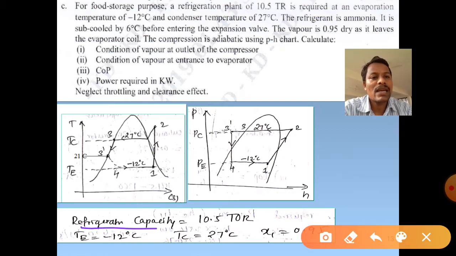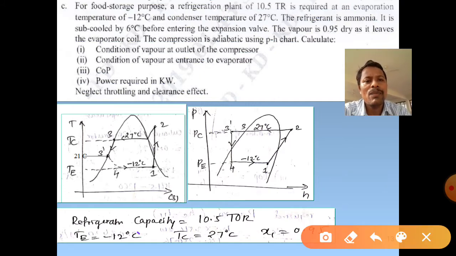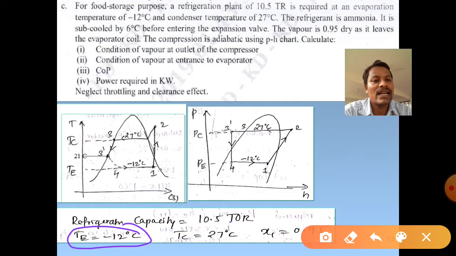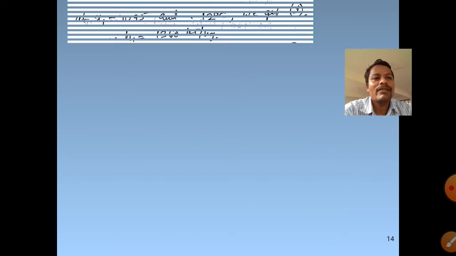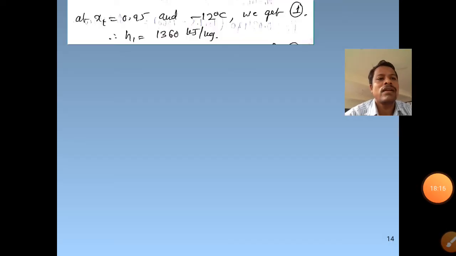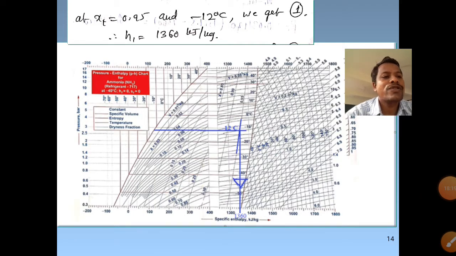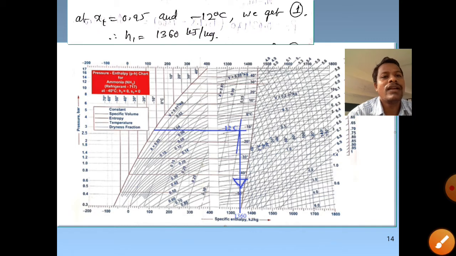Now for the given data, he has given refrigerator capacity as 10.5 tons of refrigeration that we have written. Then evaporator temperature is minus 12 degrees Celsius and condenser temperature is 27 degrees Celsius. Then x1, that is dryness fraction, is 0.95 at the inlet of the compressor. Then we have to mark all these points on this ammonia chart. At x1 equal to 0.95 and minus 12 degrees Celsius evaporator temperature.